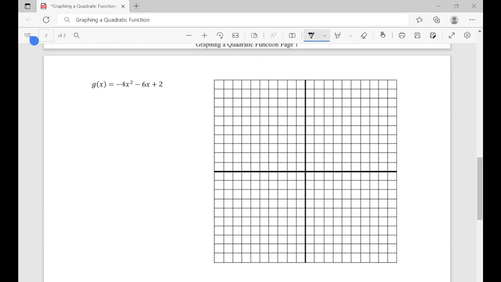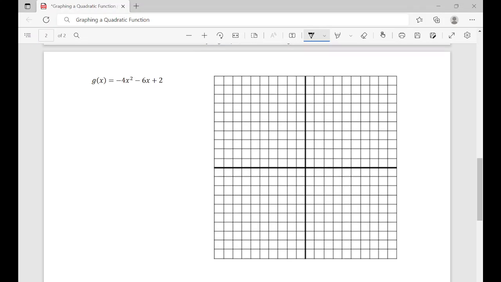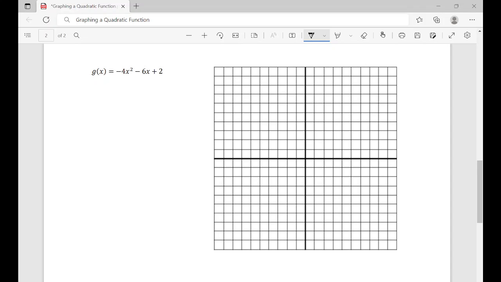Now we're going to have one that's a little bit more difficult, but we're going to go through the exact same steps. So first step, does it open up or down? So a here is negative 4, which is less than 0. So this opens down because a is negative.